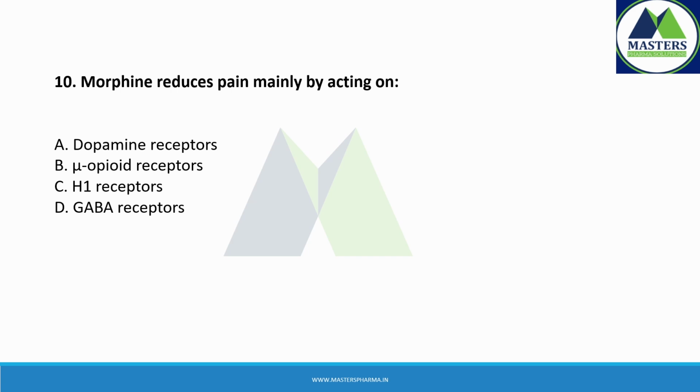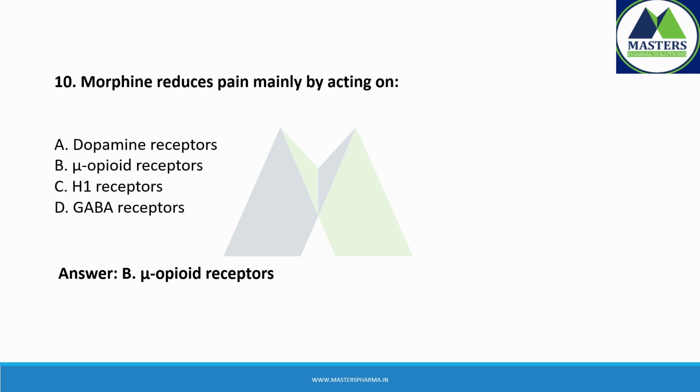Morphine reduces pain mainly by acting on dash. Options: dopamine receptors, mu opioid receptors, H1 receptors and GABA receptors. The correct option is option B, mu opioid receptors. Morphine relieves pain primarily by activating mu opioid receptors in the brain and spinal cord. This inhibits pain transmission, increases pain tolerance and produces analgesia.